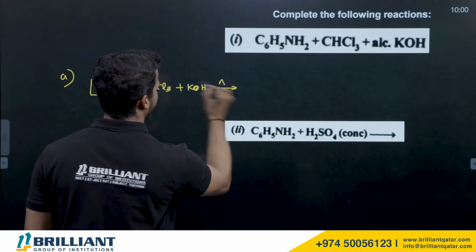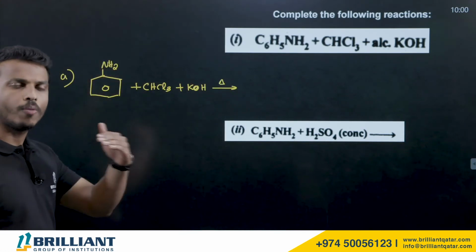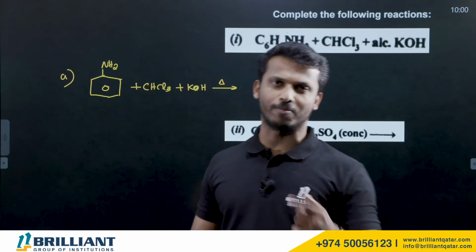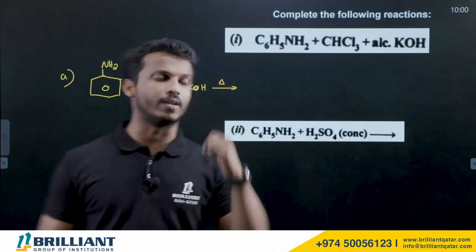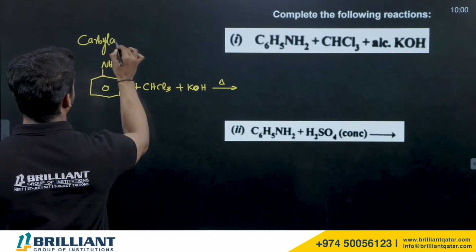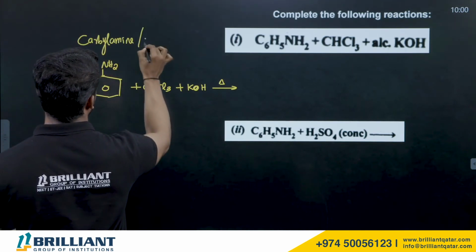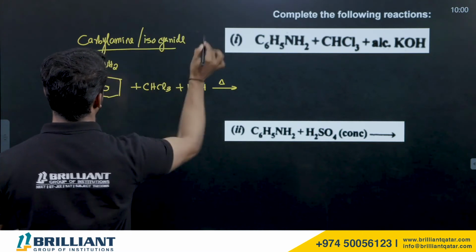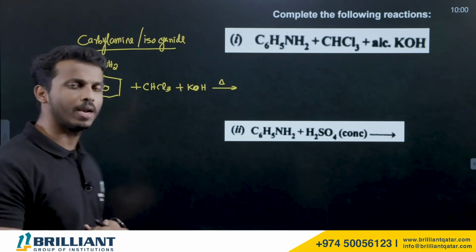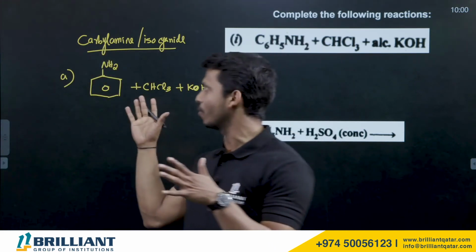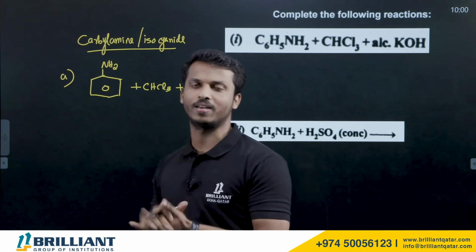We studied only one reaction related to chloroform in this chapter, that is nothing but the carbylamine reaction. The reaction is called carbylamine reaction. It's also called the isocyanide test. You know what the carbylamine test is? It is given only by primary aliphatic and aromatic amines.